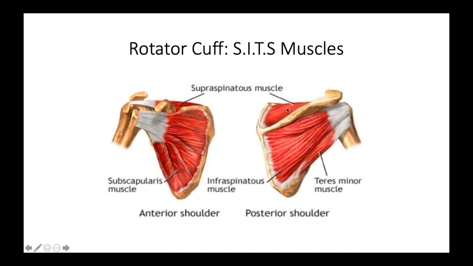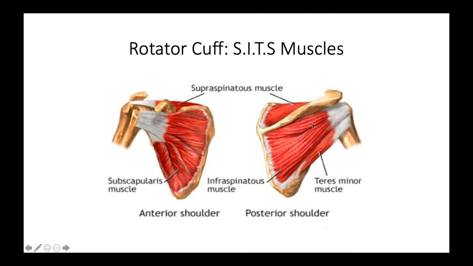So what originates on the supraspinous fossa? Supraspinatus. What originates on the infraspinous fossa? Infraspinatus. What originates on the subscapular fossa? Subscapularis. And then here's teres minor. Teres minor doesn't really originate on a fossa. It's just on that lateral border of the scapula. On the right side of the picture, supraspinatus, infraspinatus, and teres minor all insert on the greater tubercle, whereas the subscapularis inserts on the lesser tubercle.